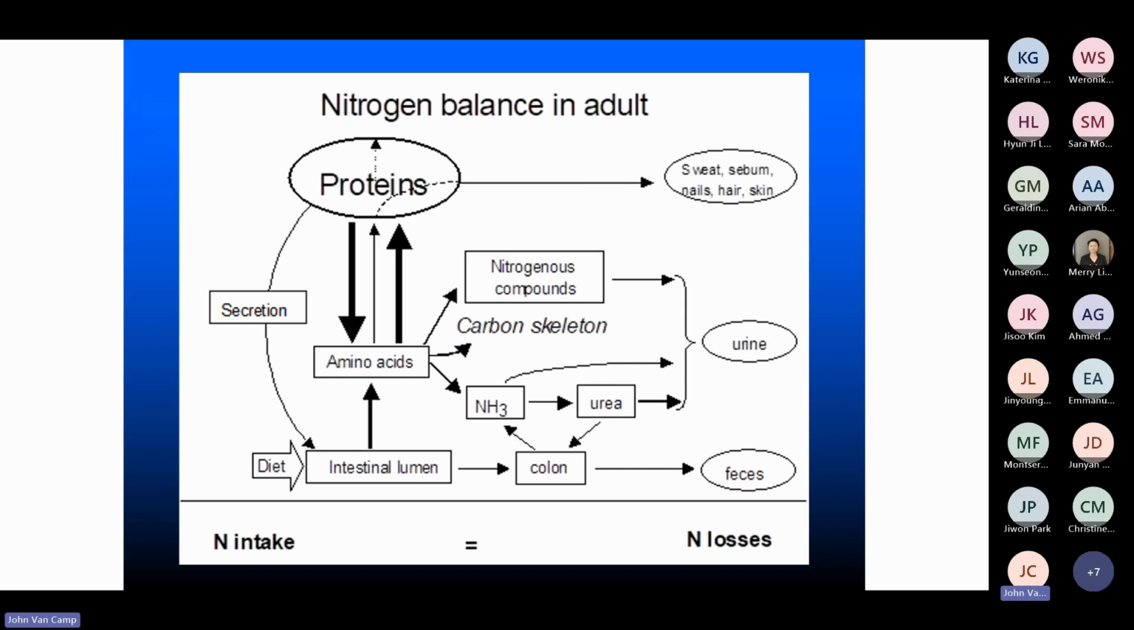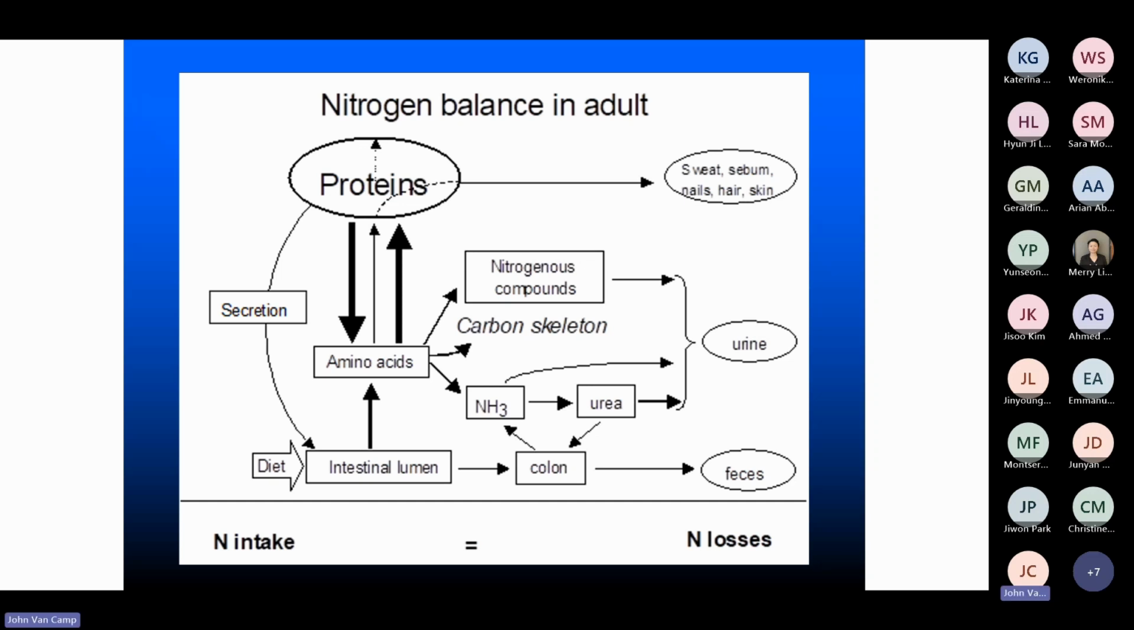The balance itself is a little bit complex. So you can see here the amino acids that are circulating in the blood. They are converted into body proteins. The body proteins are broken down into amino acids. And this cycle, let's say, is actually called turnover. So the continuous breakdown and building up of body protein is actually called turnover.